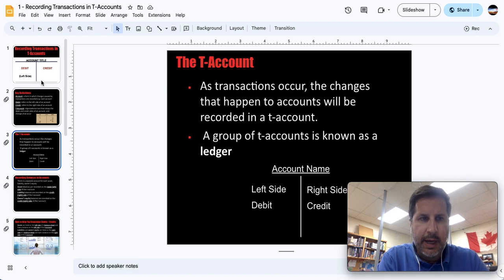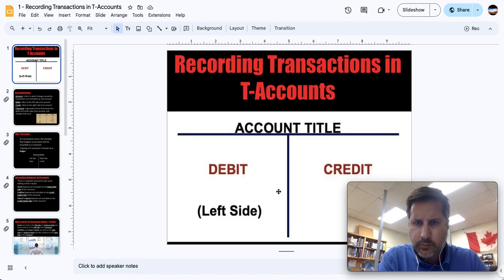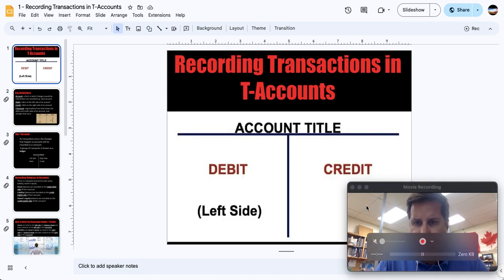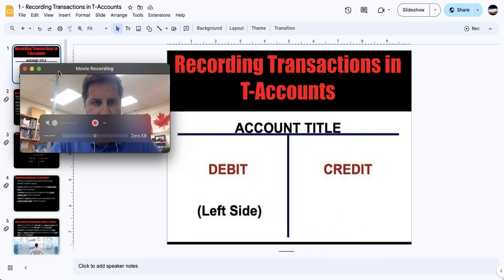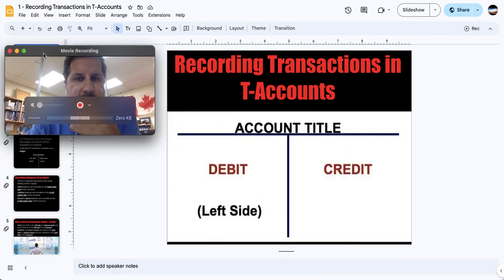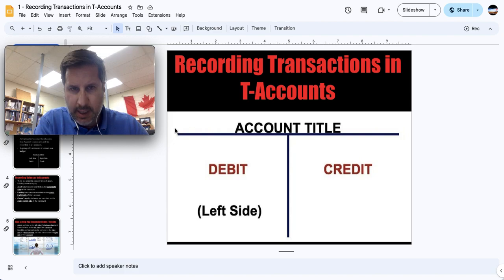All right, so I'm going to go back to the first slide. So this is what a T account looks like. Maybe I'll drag my face over somewhere else. This is what a T account looks like. It's called a T account because it's the letter T. You can see in kind of blue there that there's an uppercase T. On the left side is our debit, and on the right side is our credit. And so that is all you need to know at this point.